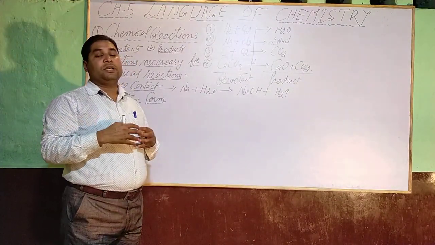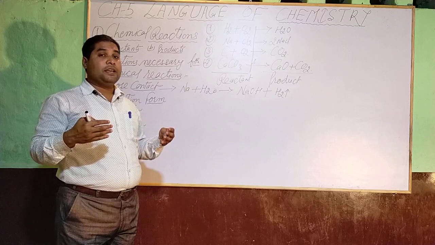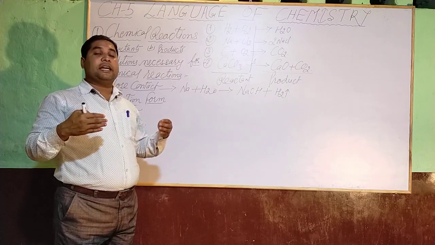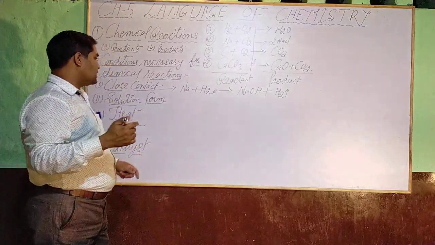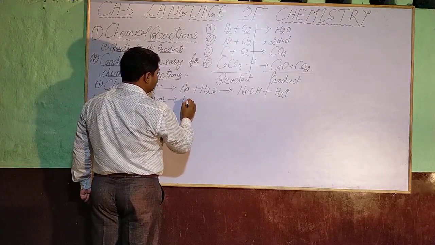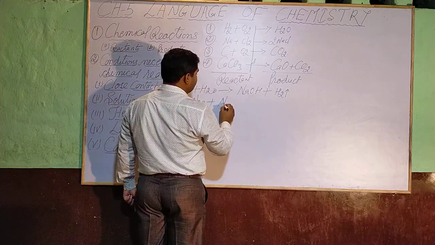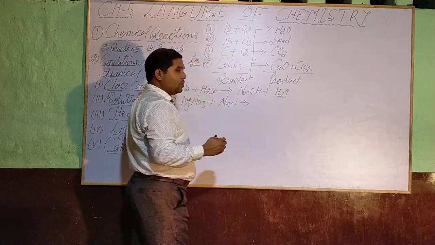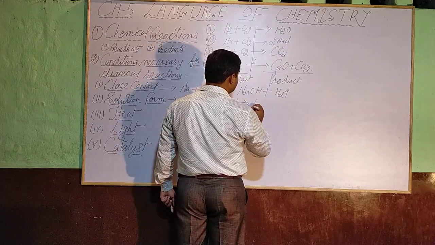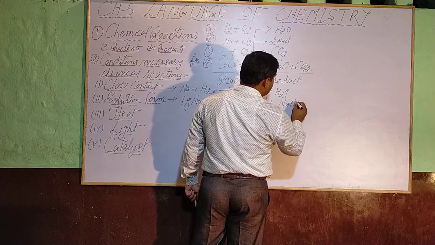Two compounds react with each other in solution form, meaning in aqueous form, meaning there is the presence of water. Only then will the reaction take place. So see the example: silver nitrate combined with sodium chloride, and a new product is formed, silver chloride plus sodium nitrate.